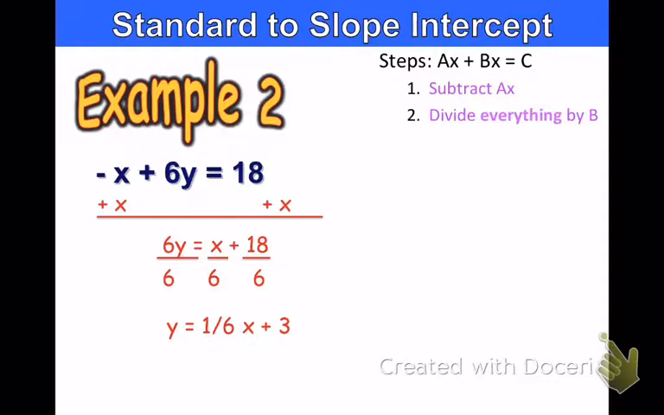Now I know the slope is 1/6. It's a lot faster than doing the intercepts and having to graph it and count. Let's go to the last example now.